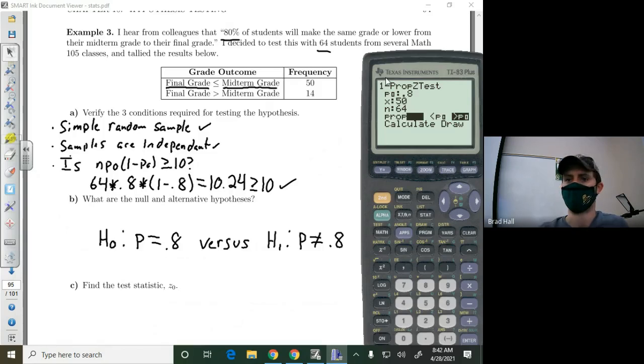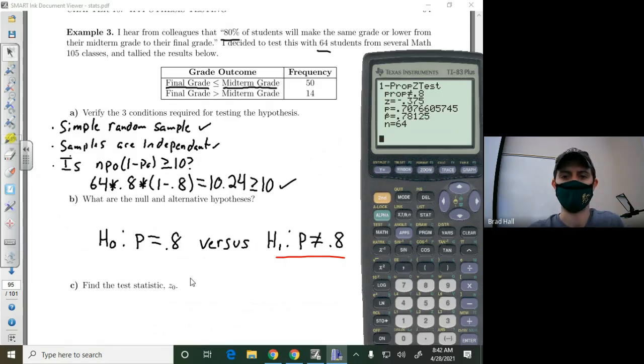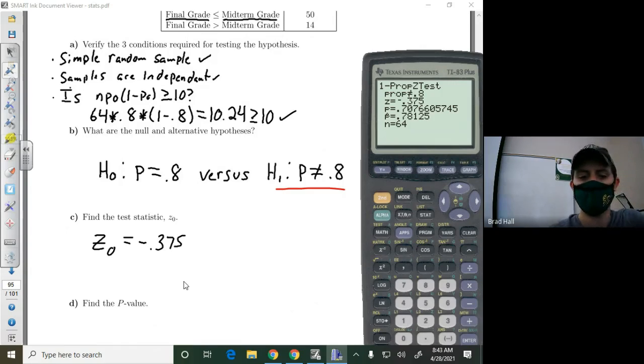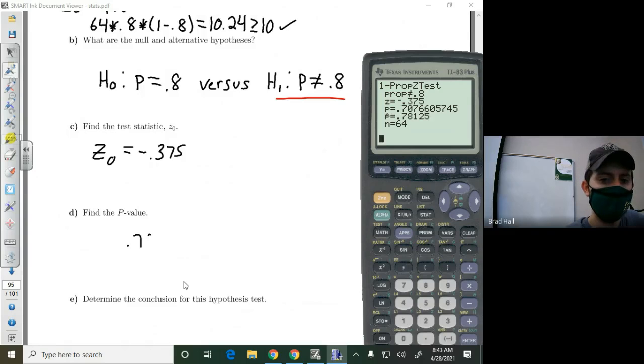And we see from the alternative hypothesis that we use the not equal symbol. That tells us that we have a two-tailed test. As long as you have those 3 values and the not equal sign selected, we get a p-value. Let's start off with the test statistic here. The test statistic is negative 0.375. The p-value is 0.708, let's just call it.